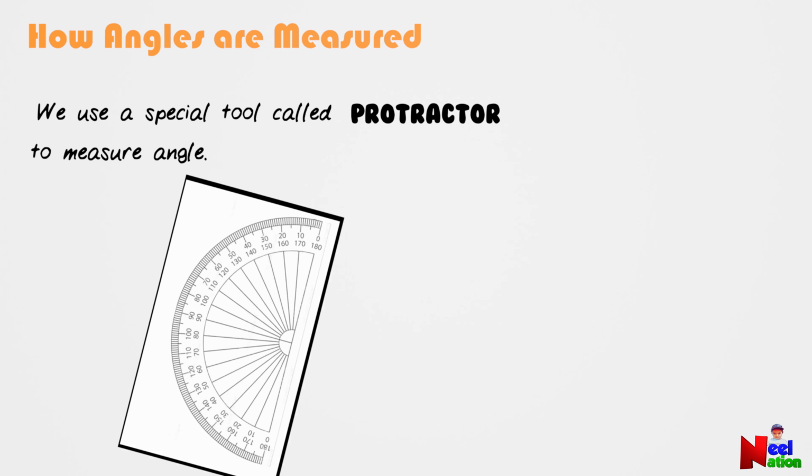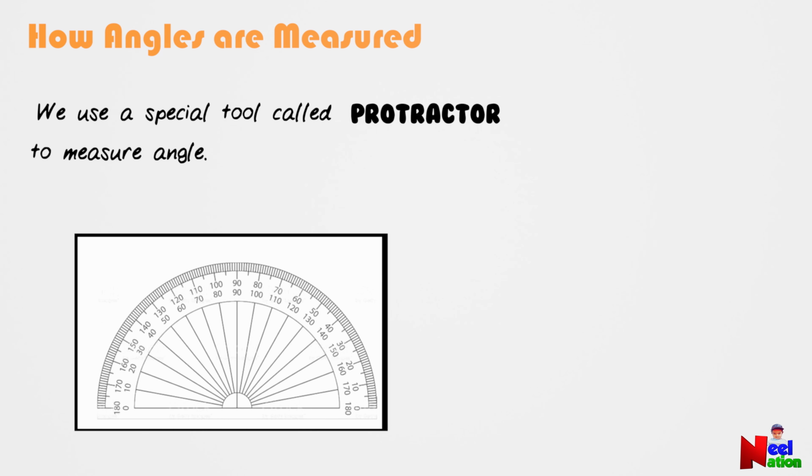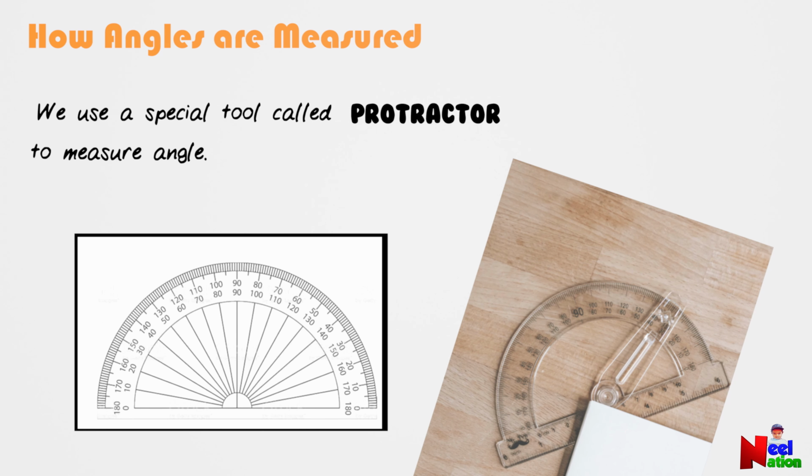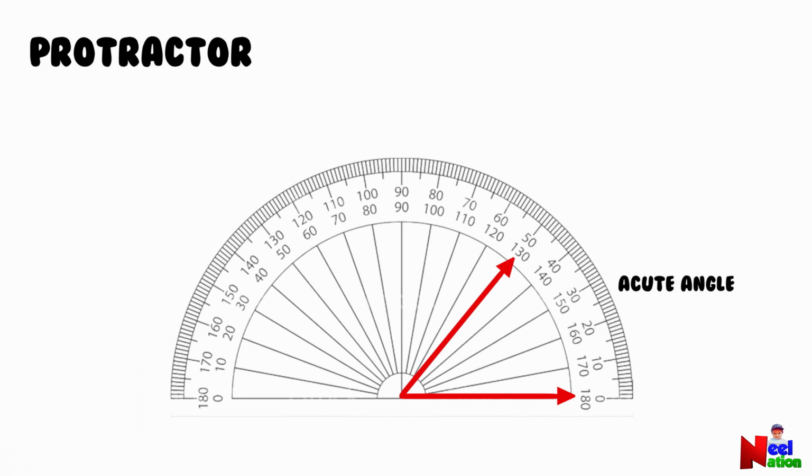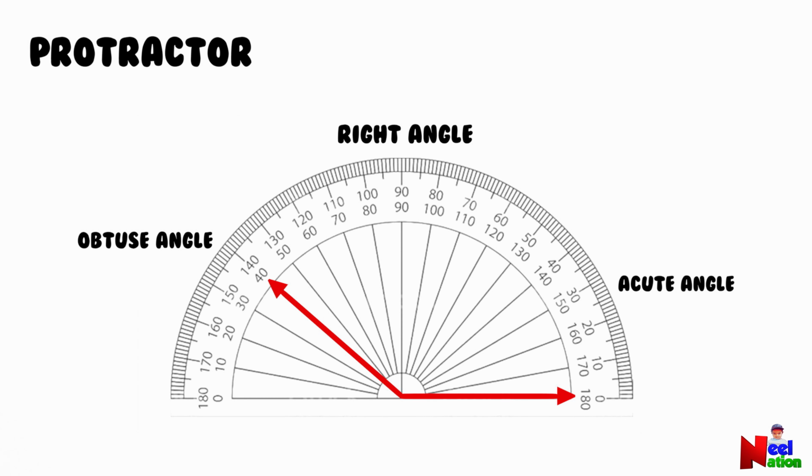To measure how big or small an angle is, we use a special tool called a protractor. A protractor looks like a half circle with numbers from 0 to 180 degrees, written along the curved edge.